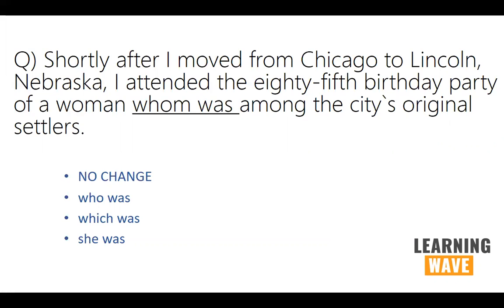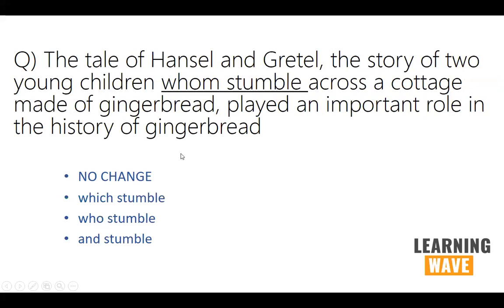The next option, you can instantly see that the word which is coming here, but the noun being described is woman. And since woman is not a thing, we can cancel option C. I attended the 85th birthday party of a woman. She was among the city's original settlers. You can eliminate this using common sense because there needs to be a full stop here if the option needs to be correct. Hence, options A, C, and D are again wrong, which makes B the correct answer.